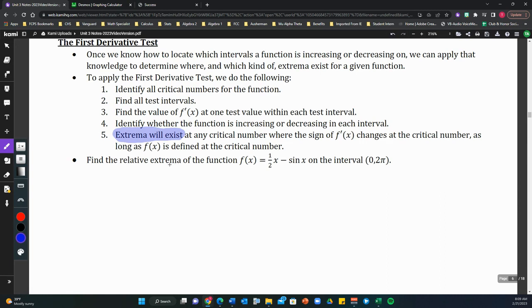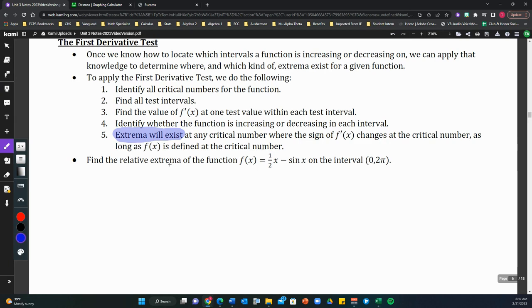So the good news is you're literally going to do everything that we just did for the increasing, decreasing stuff. All of that is basically the first three steps of the first derivative test. But at the very end, we're just going to make one extra analysis to try to determine where these relative extrema exist. So that's the good news. It's not really that we're doing anything new. We're just going to call it something specific and make one extra little analysis at the very end.